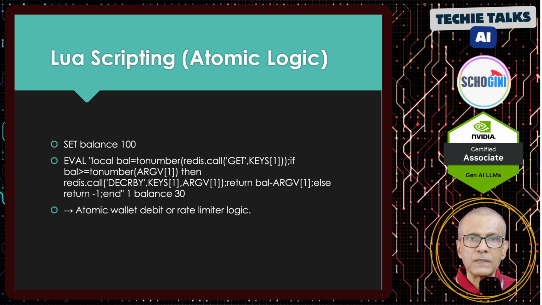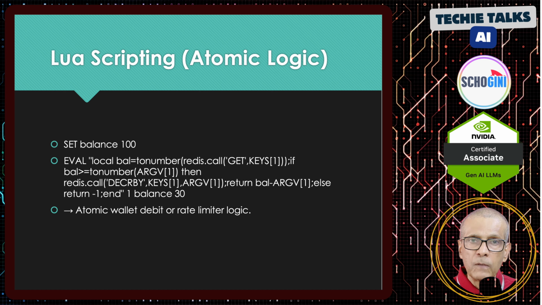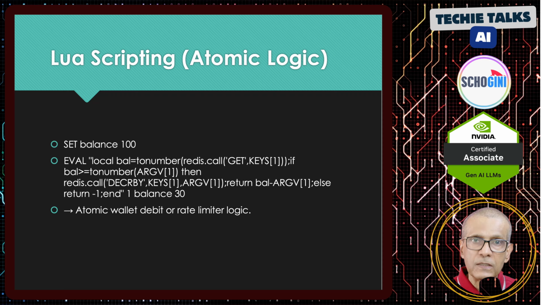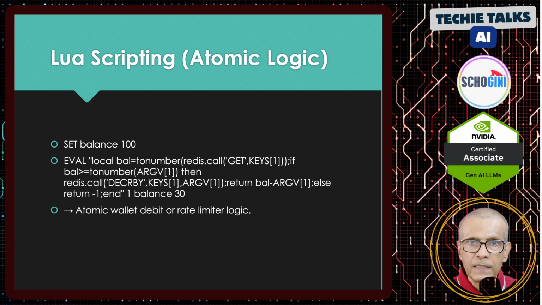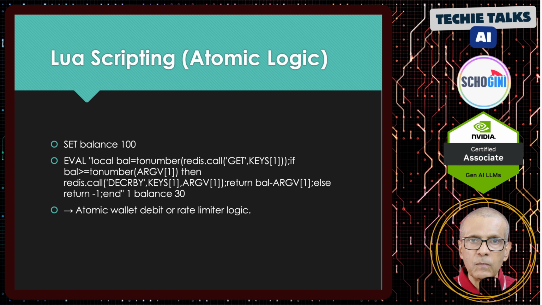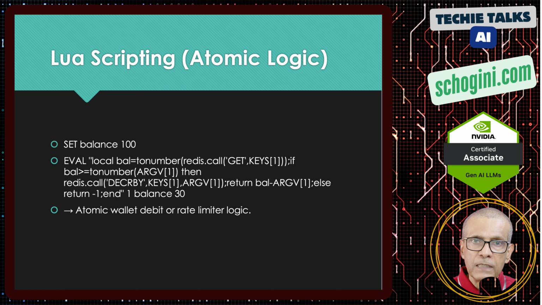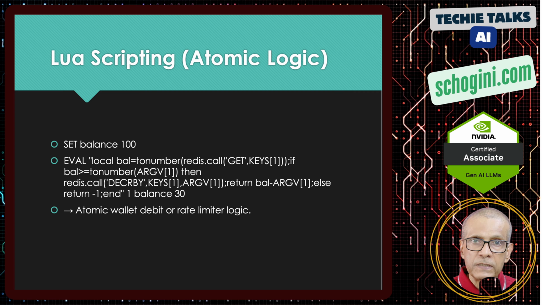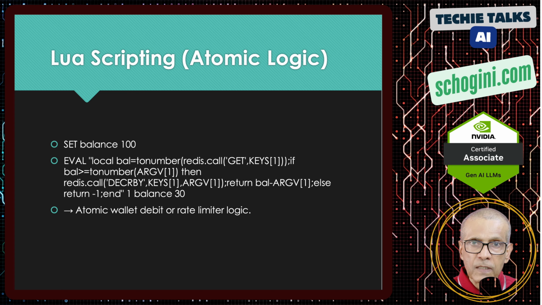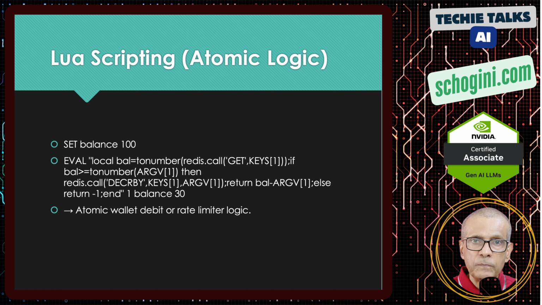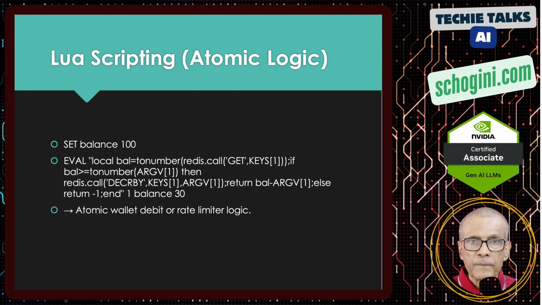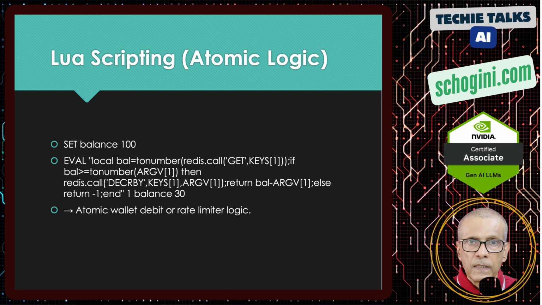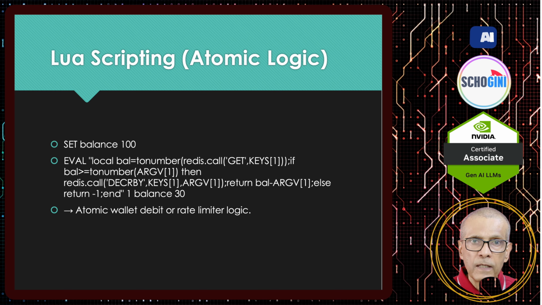Next is Lua scripting. Lua scripting lets Redis perform complex logic automatically on the server itself. Like in databases, we have seen stored procedures, something similar. You can send a mini program using eval, like a wallet debit check: read the balance, compare, decrement if sufficient, otherwise return an error. The entire script runs as a single uninterruptible operation inside the Redis event loop. No race conditions, no partial updates, and fewer network round trips. It's perfect for rate limiting, credit management, or enforcing business rules right where data lives.